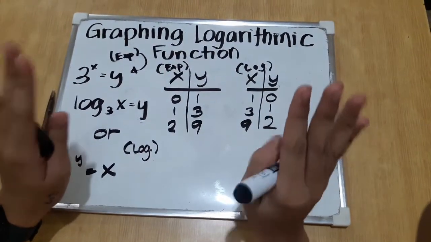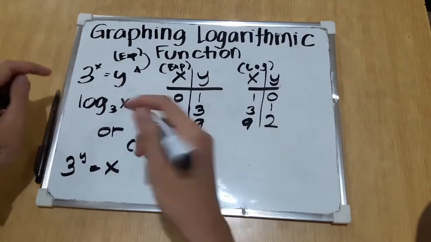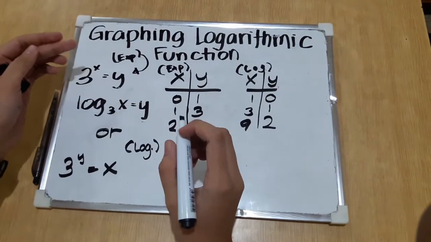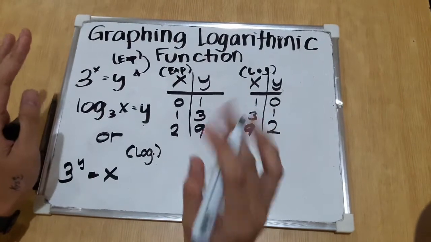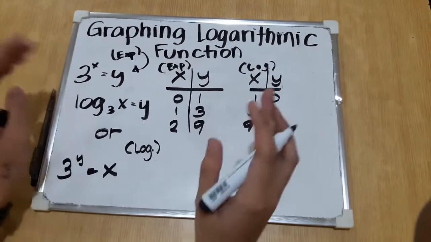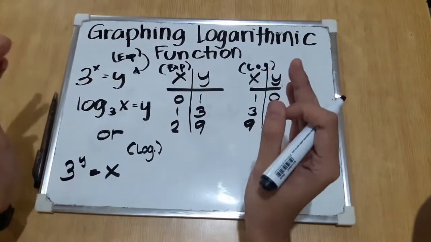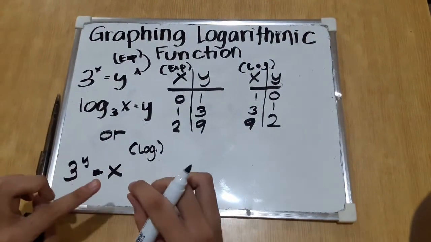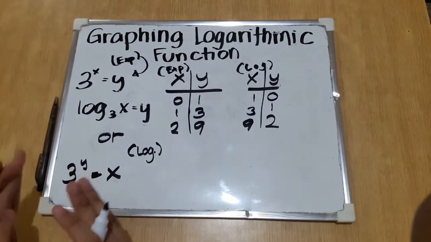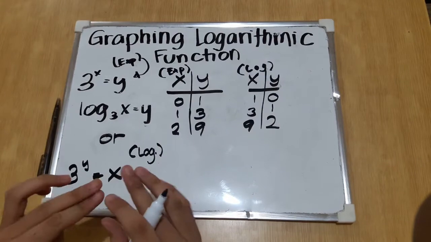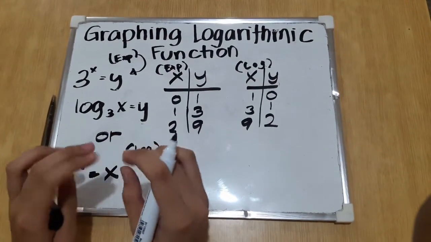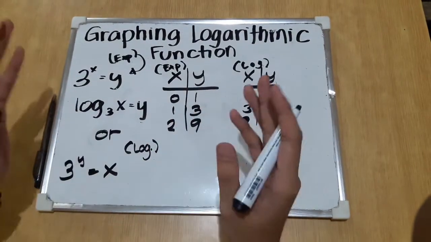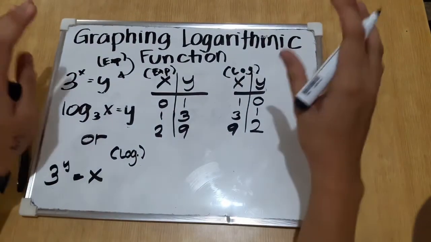So, all you have to do is have a given 3 raised to x is equals to y. So all we need to do is find its logarithmic function. All you need to do is swap the x and the y. So it will be 3 raised to y is equals to x, or log base 3 of x is equals to y. That's it. So all we need to do is graph it.